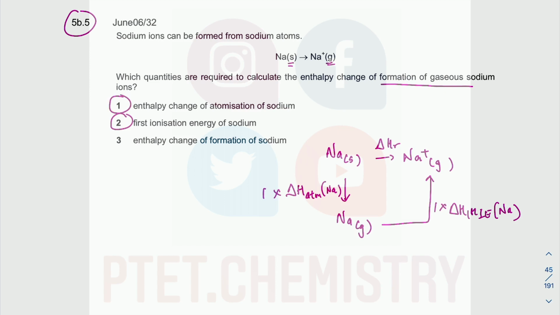You need the atomization of sodium. You do not need the enthalpy change of formation of sodium, because the enthalpy change of formation of sodium is equal to 0. Sodium forming from its element, sodium solid forming sodium solid, has no enthalpy change involved at all. So only 1 and 2 are correct. The correct answer will be B.